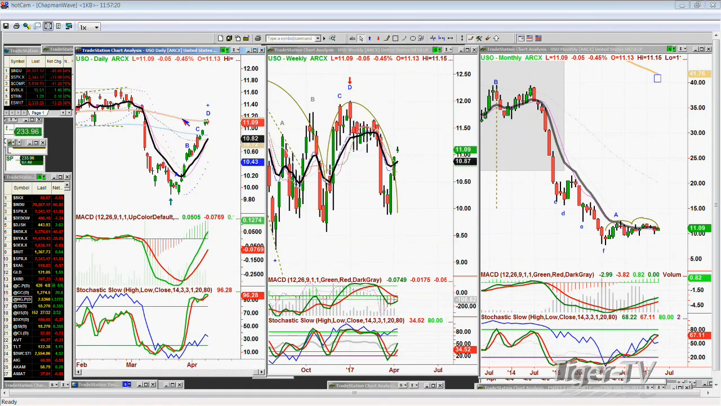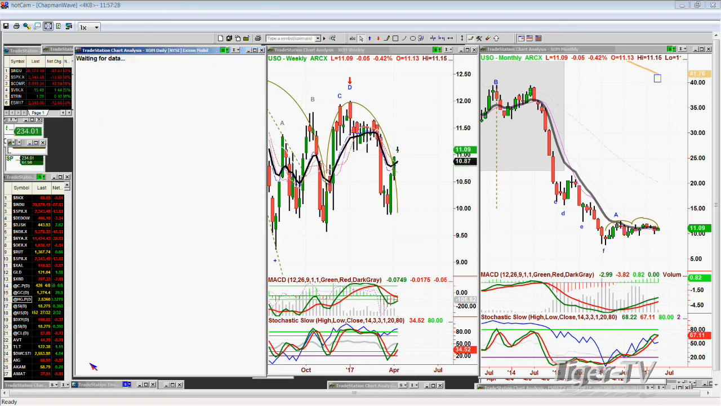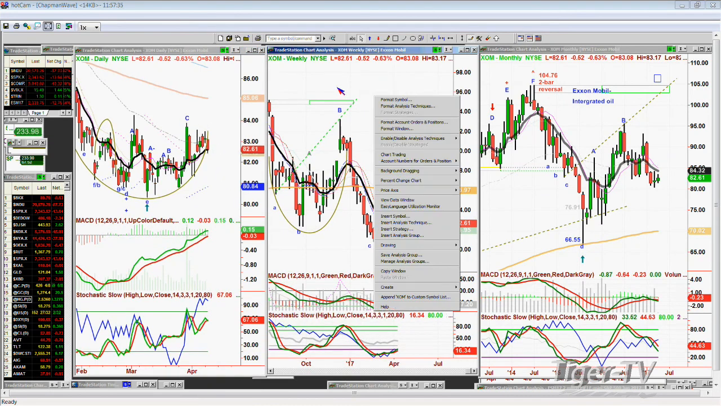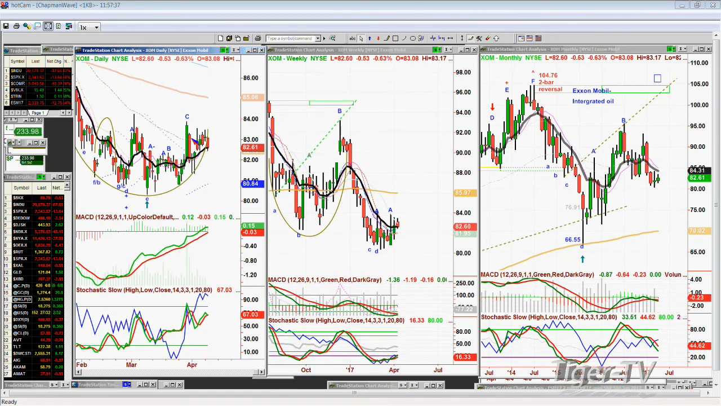Anything can happen. So the USO is at 11.09. It's in leg D. It stopped dead at the 200-period moving average. The question was, is this a time to be buying or shorting? The Exxon moves, etc. Exxon right here has failed to make a peak C. Is this really a time for shorting? And I'm just going to say to you, I don't think I would be shorting the integrated oils just yet.